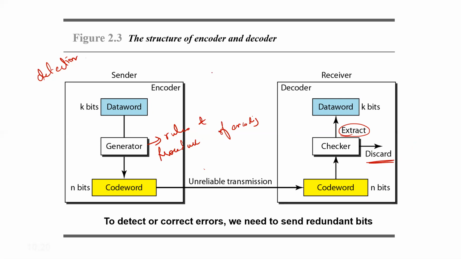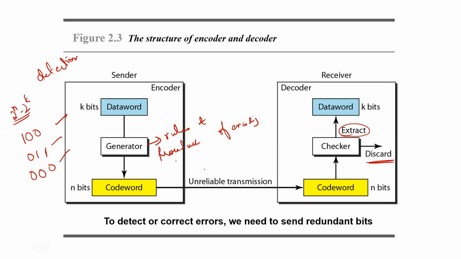Now, what am I talking about over here? We'll see it in the next example, but suppose we have 2 power n minus 2 power k valid code words, right? In those valid code words, let's give an example: 100, 011, 000. All of these are valid code words.